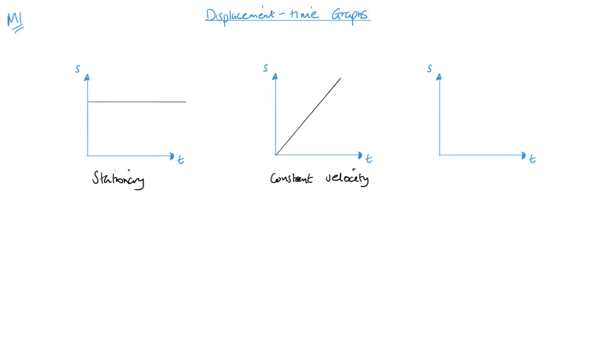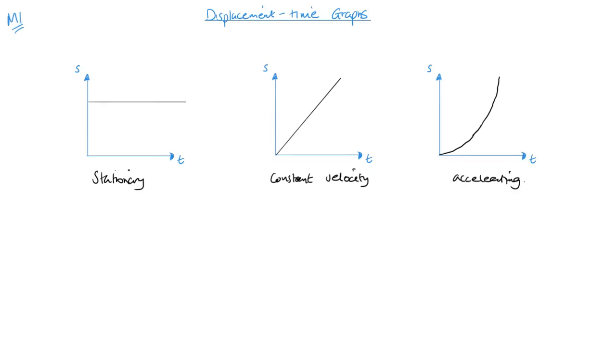And finally, if I have one that's like an exponential, getting steeper and steeper, then the velocity is increasing. Because as time goes on, the displacement increases quicker and quicker and quicker. So that means the object is accelerating. And that's basically the main types of graphs.